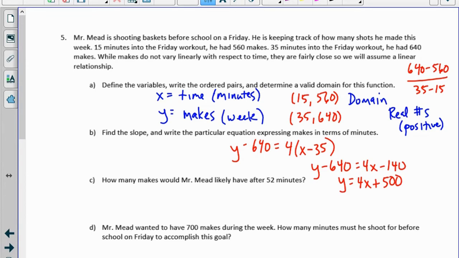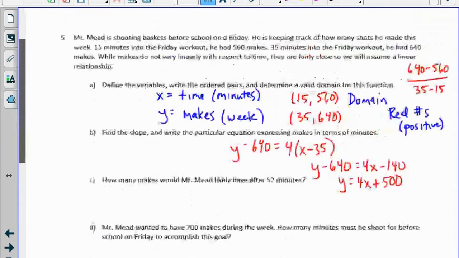So in part B, it asks for a particular equation. I do not have to write the slope-intercept form unless it tells me to. I can write the form in point slope or standard or whatever's easiest to do. How many makes would Mr. Mead have after 52 minutes? So I can just substitute in 52 to my equation, and I will get the correct answer. So when I substitute in 52, I have 708 makes.